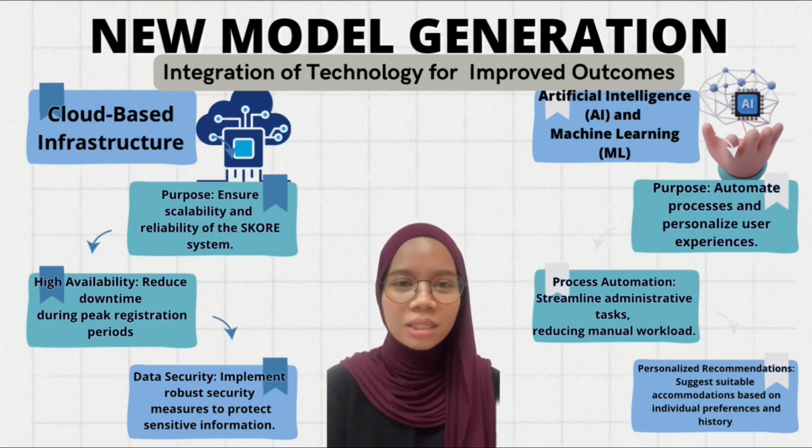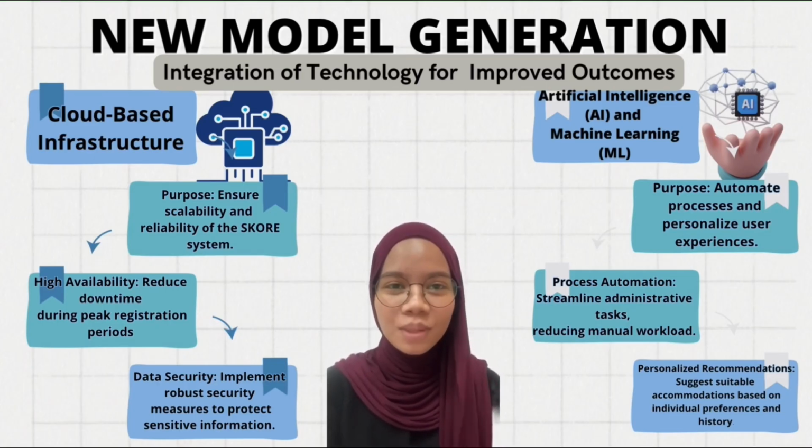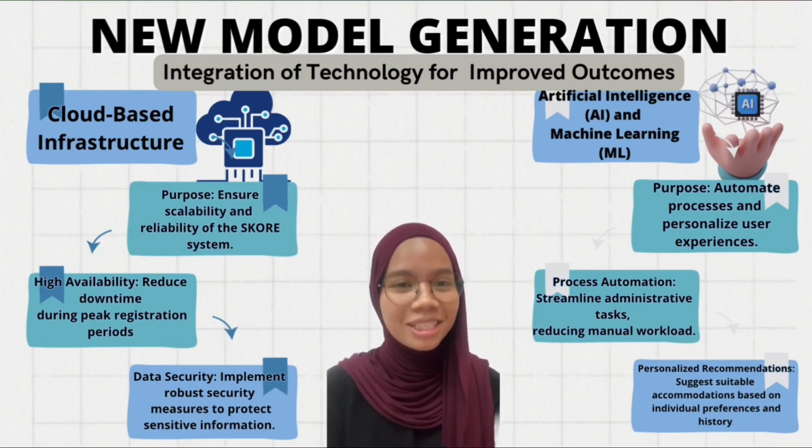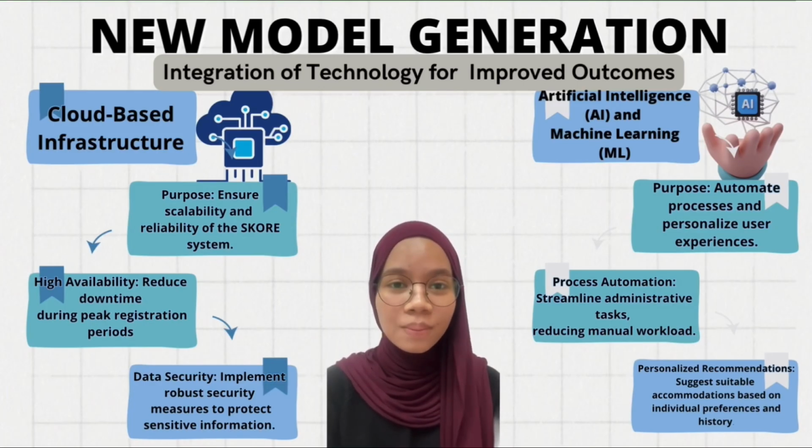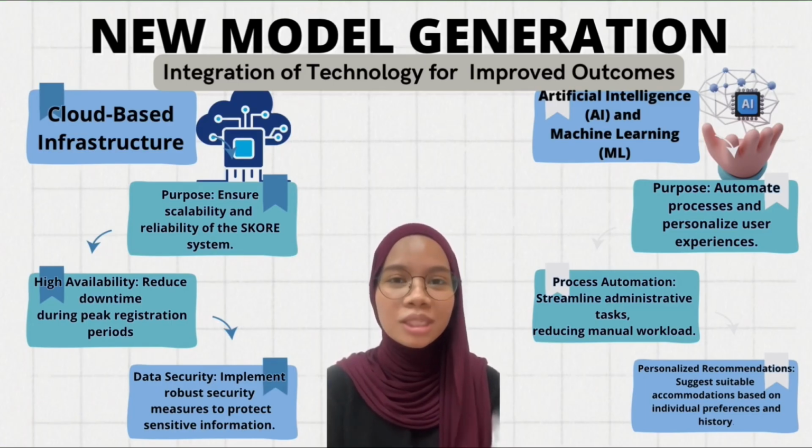Secondly, data security. To further enhance this model, robust security measures are implemented to protect sensitive information. This ensures user trust and system integrity. Secondly, artificial intelligence (AI) and machine learning (ML). The second pillar is AI and ML, which automate processes and enhance personalization.